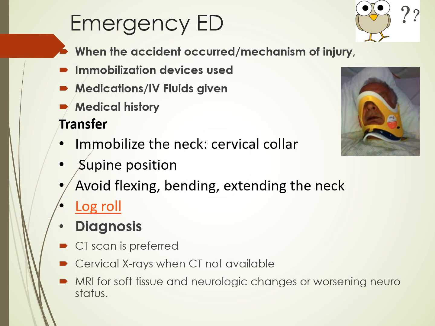There is a good video on log rolling, how important that is. It's helpful to have at least 3 people there, even better with 4, as you log roll them, to be able to look at injuries on their back. Diagnosis-wise, CT is preferred, and that gives you a good indication of what's been injured bone-wise. Then the MRI for soft tissue, and any kind of neurological changes or worsening of neurostatus. And of course that wouldn't be just for in the ED, but ongoing tests.